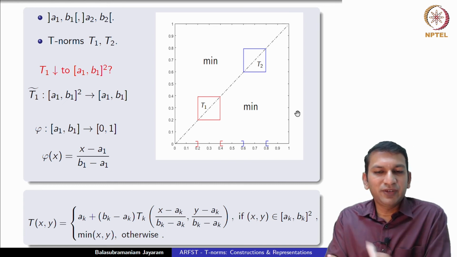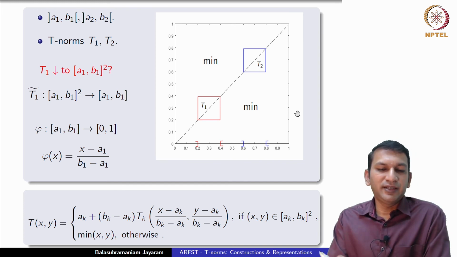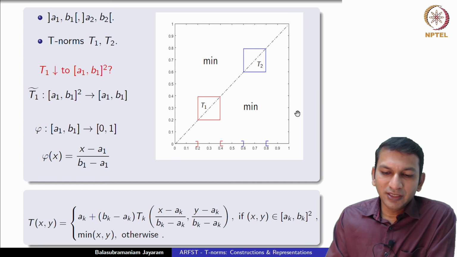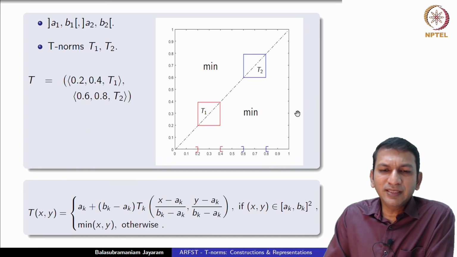Now, it can be verified that this is a T-norm, meaning commutative, associative, increasing in both variables, and one will still remain as the identity element. So such a construction is called the ordinal sum construction of T-norms. And in this case, for this particular figure, we would be writing it like this.